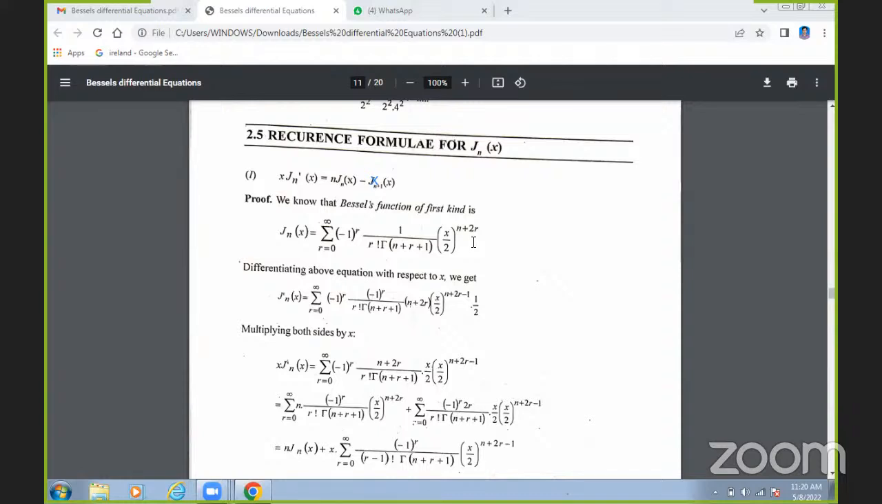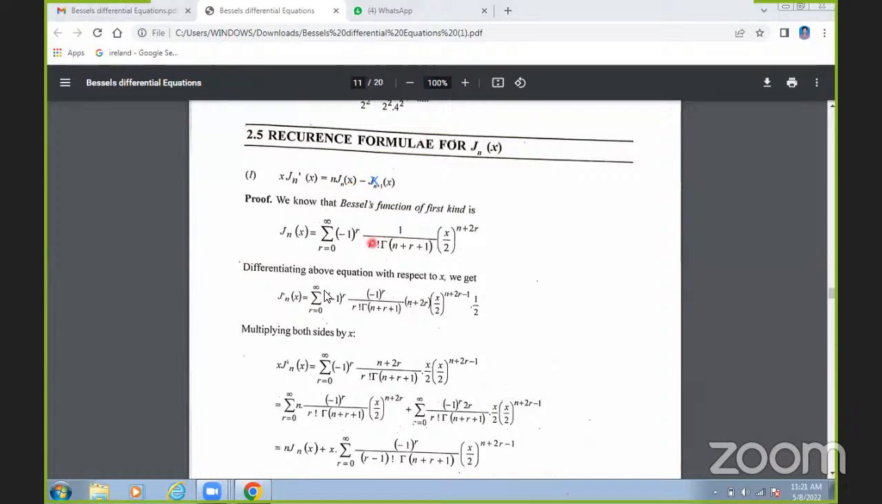For that purpose, we have already written the Jn(x) value, which we got from Bessel's function of the first kind. Jn(x) equals the summation over r equals 0 to infinity of (minus 1) to the power of r into 1 by r factorial into gamma of n plus r plus 1 into (x by 2) to the power of n plus 2r. Taking this Bessel function of the first kind, we will solve this first recurrence relation.